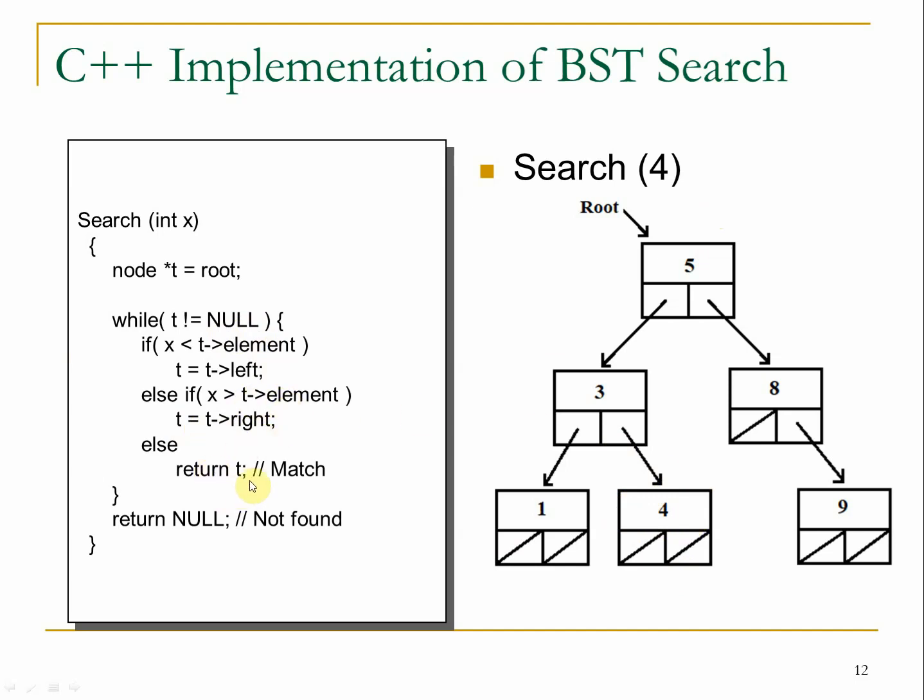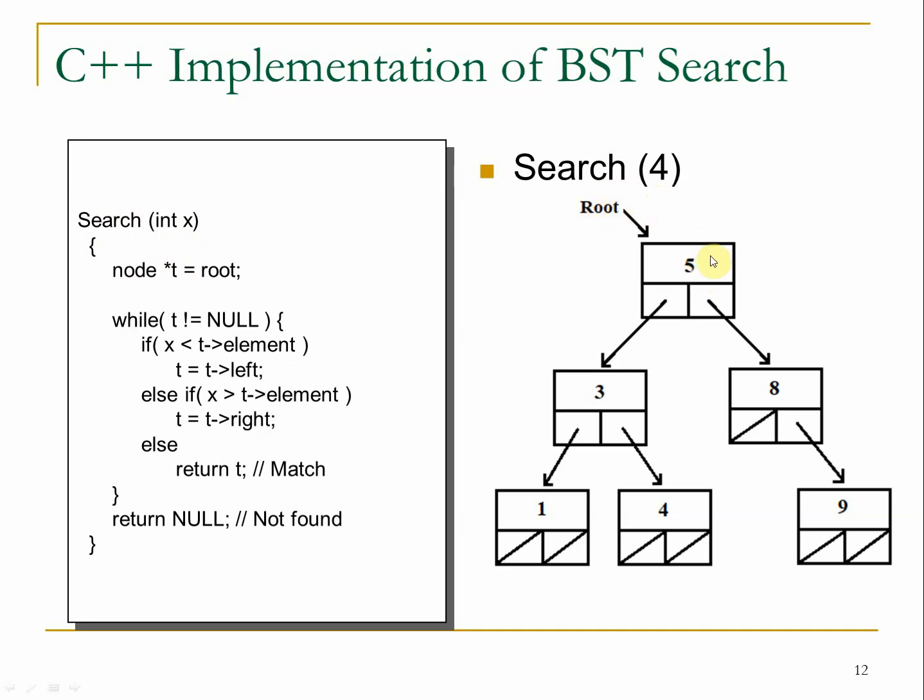Then this is where we find the elements that we are interested in. Let's take a look at a special scenario. Say that we want to search for the value of 2. What's going to happen? So, search 2. Node will equal t, which equals the root. So we start searching over here.